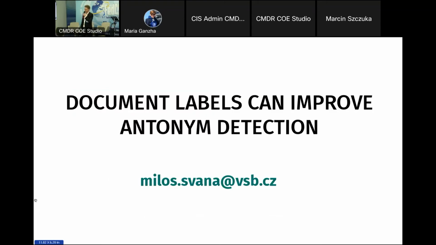So this is the conclusion, just in one short statement. The paper that I present seems to suggest that document labels can indeed help with distinguishing between antonyms, at least in certain specific contexts. So that's all from me. Thank you for your attention, and I'm ready for your comments and questions.